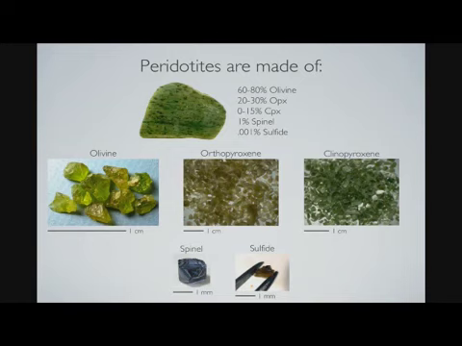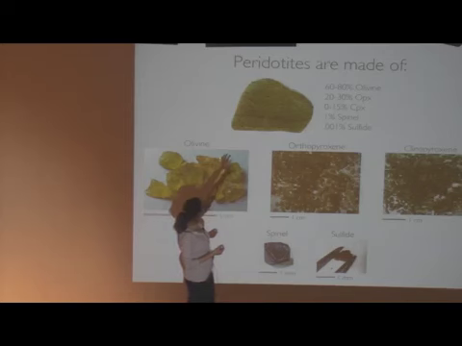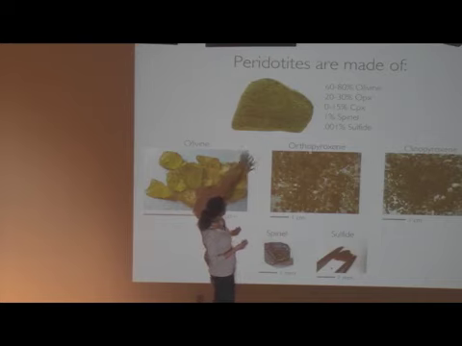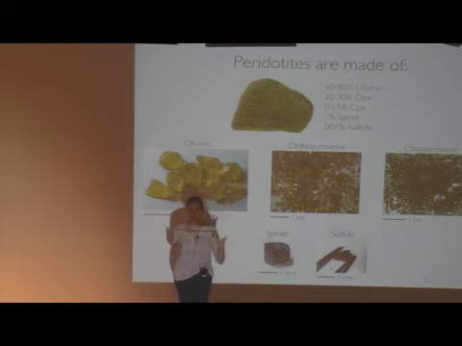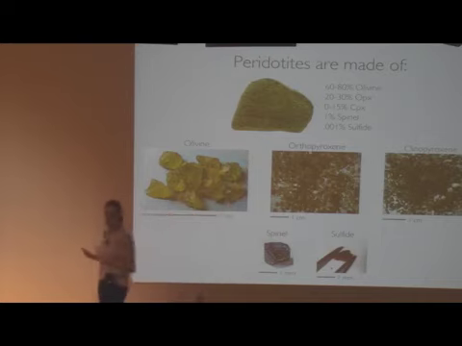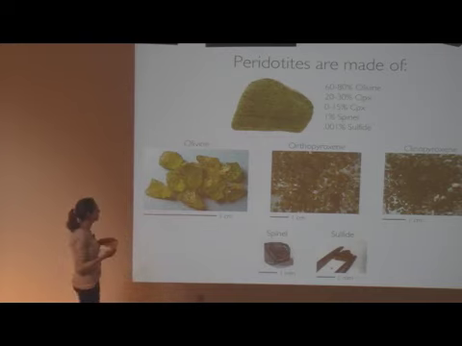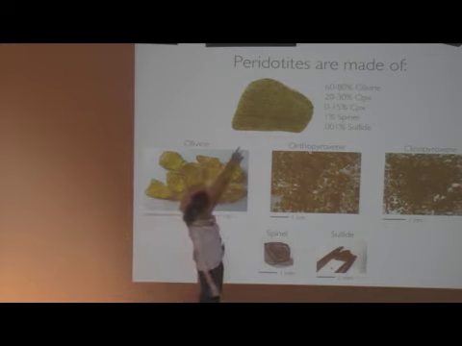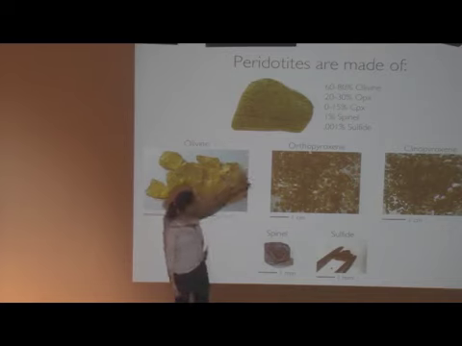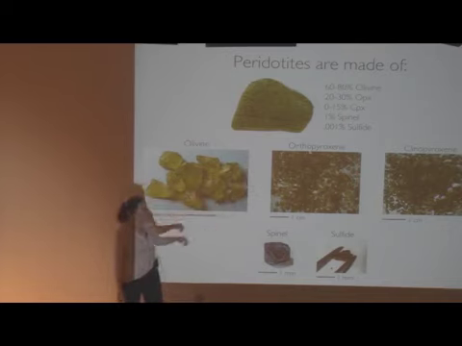So that is another picture of a hand sample here. And that rock, most of what you see in that kind of olive green is the olivine in it. It's 60 to 80% of the rock. And then the second most dominant mineral is orthopyroxene, which is the darker patches you can see on the hand sample there. And then there is some amount of clinopyroxene, spinel, and sulfide.